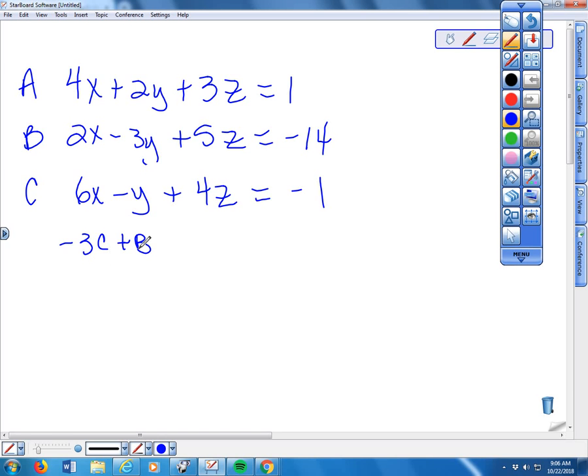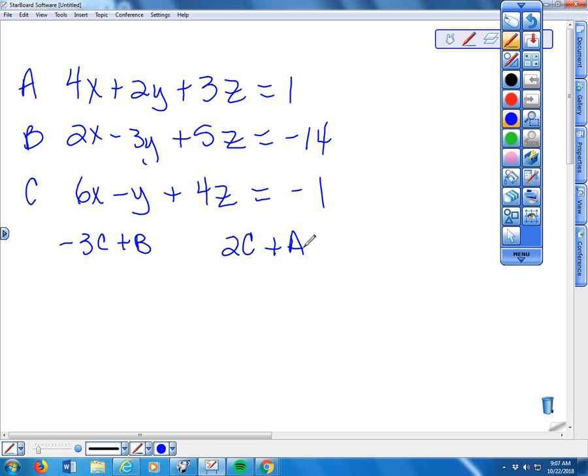Everybody see what this stands for? I'm going to multiply c by negative 3, and I'm going to add it to b. And when I do that, I'm going to eliminate y. Right? Then I'm also going to multiply c by 2 and add it to a. That will also eliminate y. And if I can eliminate y twice, I'll end up with 2 equations, 2 unknowns. I know how to do that because I've been working on that 2 sections ago. So let me show you how this works.